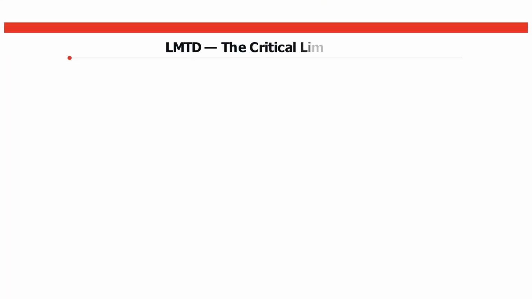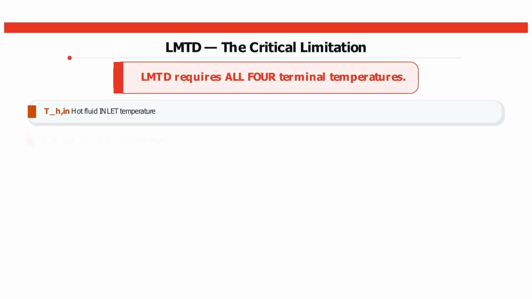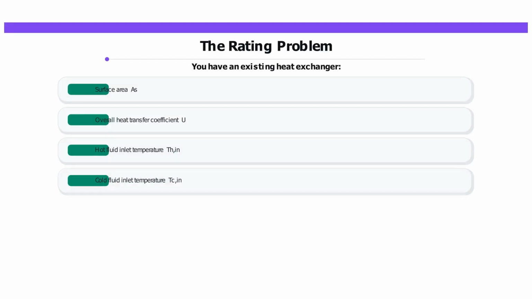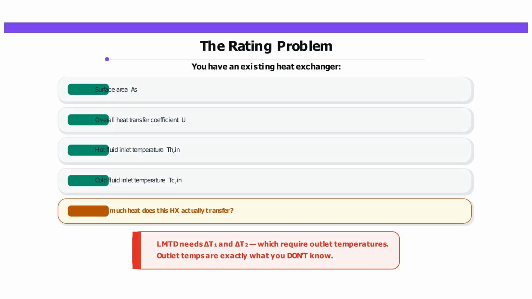Look at what the method requires. You must know all 4 terminal temperatures, both inlet temperatures, both outlet temperatures. What if you do not know the outlet temperatures? This happens constantly in practice. You have an existing heat exchanger. It has a known size, a known U value, a known surface area A S. Hot fluid enters at a known temperature. Cold fluid enters at a known temperature. You need to know, how much heat does this HX actually transfer?